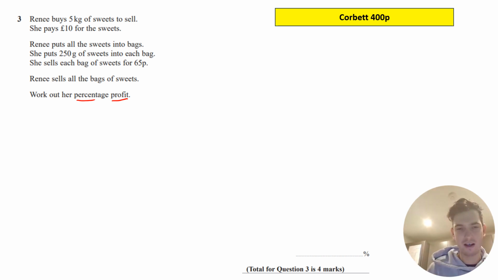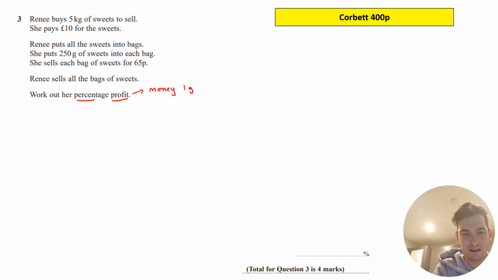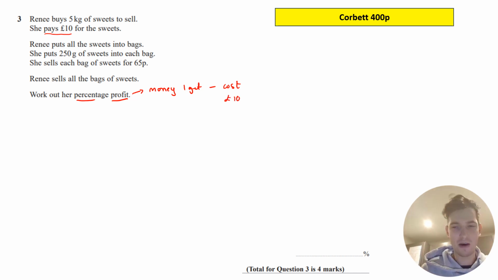Okay, profit. If it says profit, I think I need to work out the money I get minus the money I pay out, or the cost. So the cost is nice and straightforward. I think I saw that early in the question. She's paying £10 for the sweets. So I think my cost is 10. But now I need to think about the money that she gets. Okay, so how many sweets does she have?